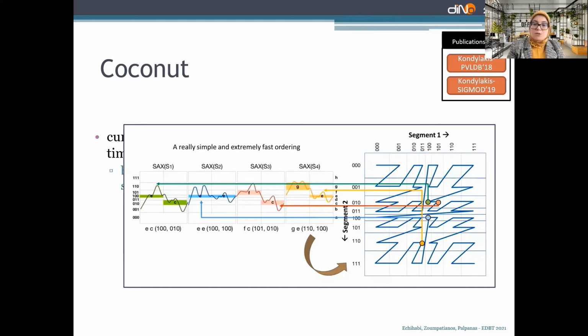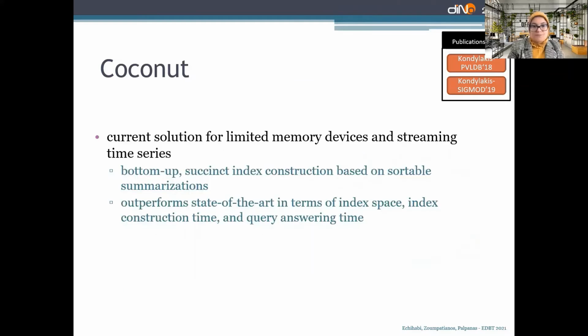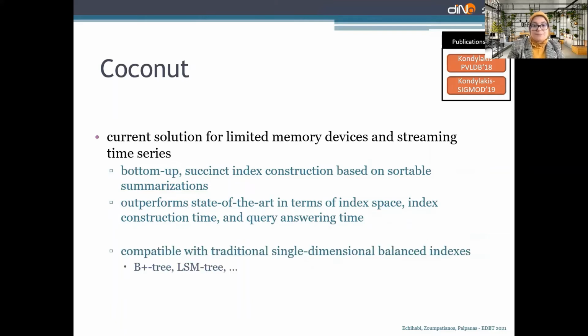Coconut proposes such a solution using a space filling curve on the embedded space of the iSAX summarization of the series. And this results in an index that can be built bottom up, bulk loaded, and densely packed. Moreover, it can exploit single-dimensional indexes such as the B+ tree.